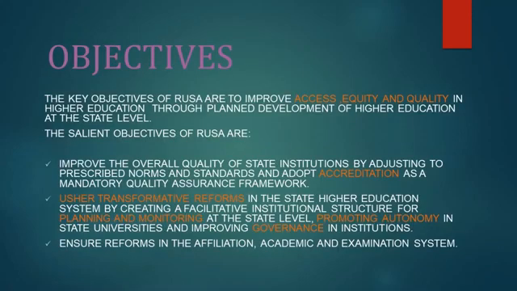Next is objectives. The key objectives of Rusa are to improve access, equity and quality in higher education at the state level. The salient objectives of Rusa are to improve the quality of state institutions, which are colleges, universities and institutions. So how the quality will be improved? Only when they follow some prescribed norms and standards and adopt accreditation as a mandatory quality assurance framework.